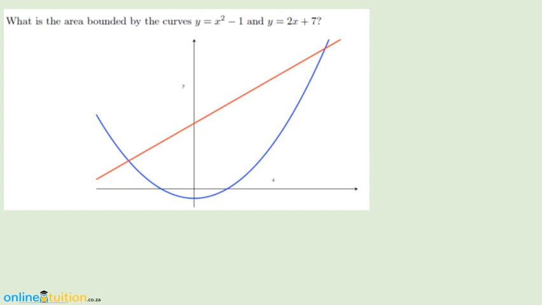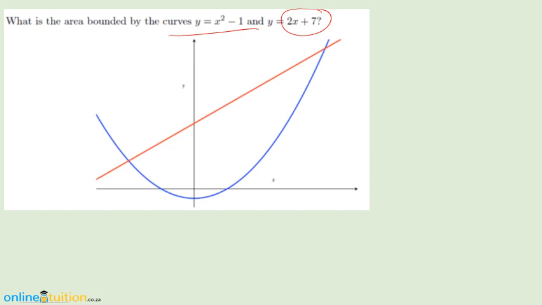Powerful stuff, guys. So what is the area bounded by the curves y equal to x squared minus 1, which is the parabola, the blue curve, and then the straight line y equal to 2x plus 7? That's the first thing you need to realize: which is the blue curve, which is the red curve.